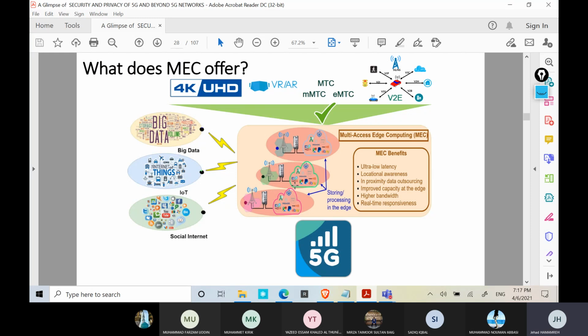So in general, the benefits are providing ultra low latency, locational awareness, proximity data outsourcing, improved capacity at the edge, and higher bandwidth, along with real-time responsiveness.